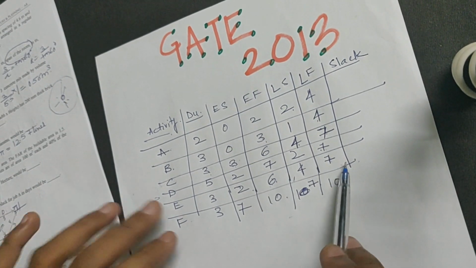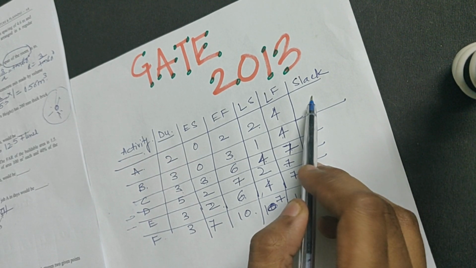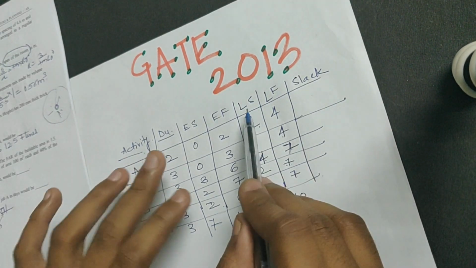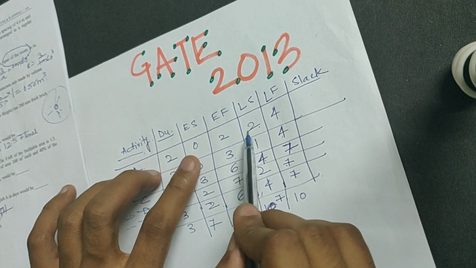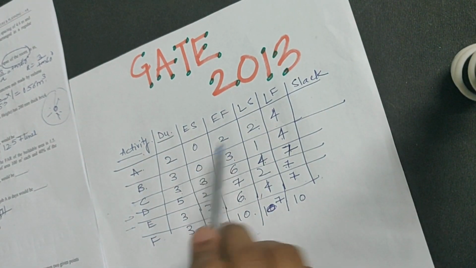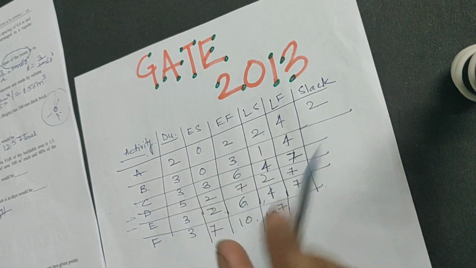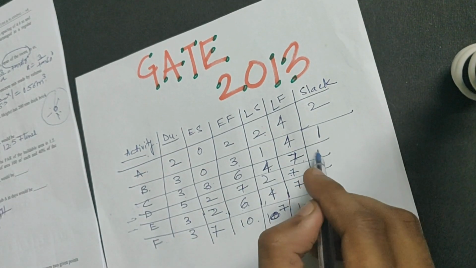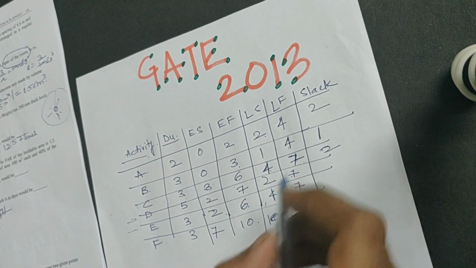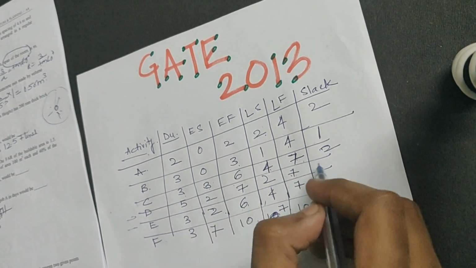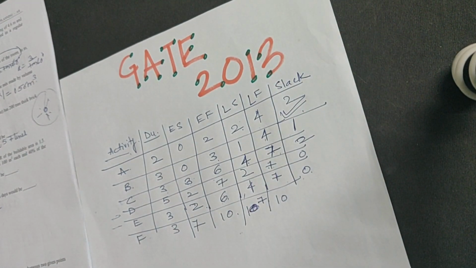Once again, let me check. So E and F start on 7th. So your slack is basically your late start minus early start, or late finish minus early finish. This minus this or this minus this, so this minus this and this minus this will be the same. So 0 minus 2 or 2 minus 4 will be 2. So A has got a slack of 2 days.